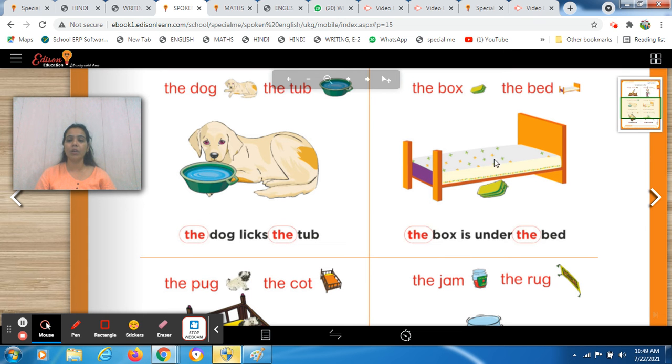See the next picture. What is there in this picture? First of all, read the words. The box. A box is given to you. And the bed. There is a bed. Okay, see this picture. Where is the box? The box is under. Under means below. The box is under the bed. See, again and again we are using the word "the" for it. The box, where is the box? The box is under the bed. It is under the bed. Now see the next one, students.